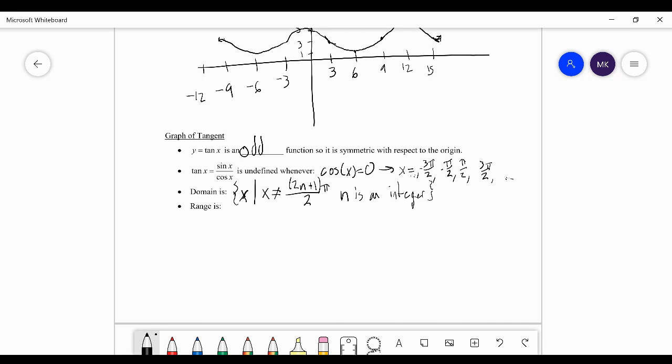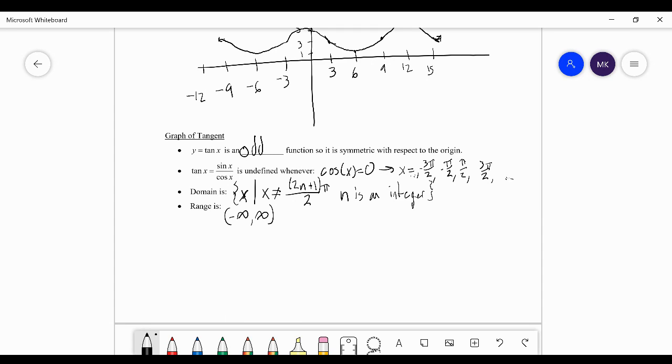Now the range of this thing, if you guys remember the graph of tangent, we did it the other day. The range is actually negative infinity to infinity. We can get 0, right? 0 is just anytime sine of x is 0. And because at these points of undefinedness, we get these vertical asymptotes where our function either explodes off to infinity or down to negative infinity, we get everything here.